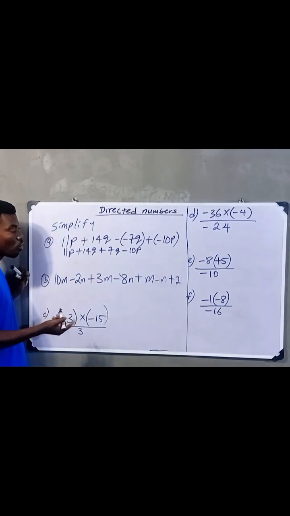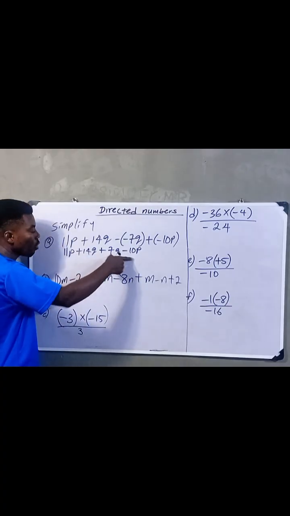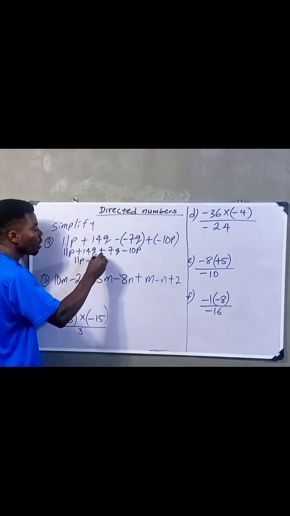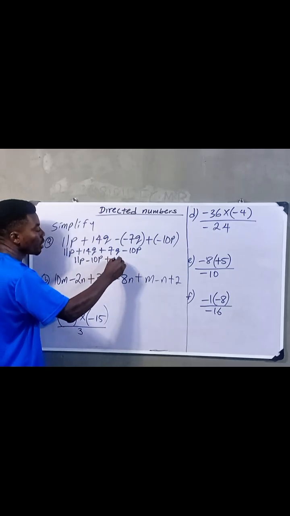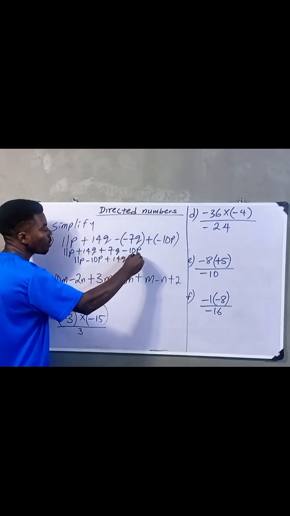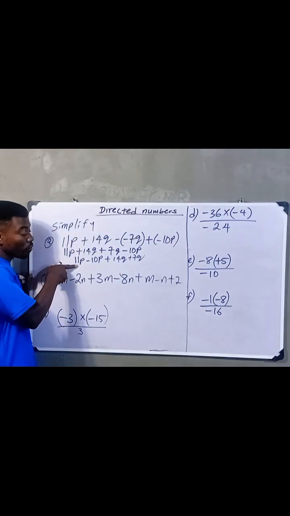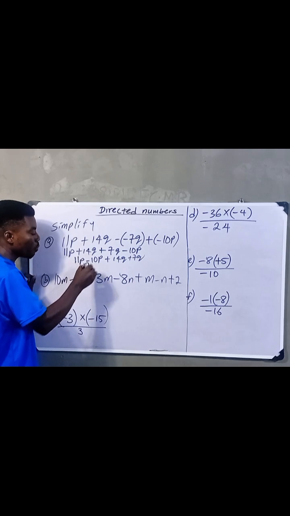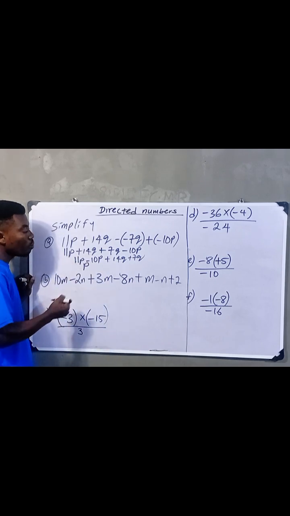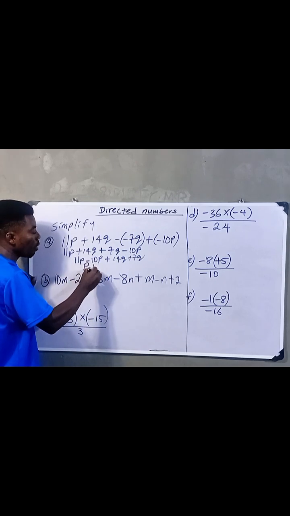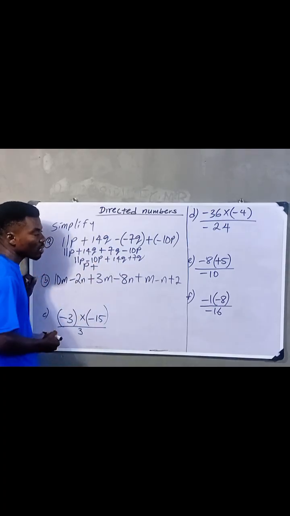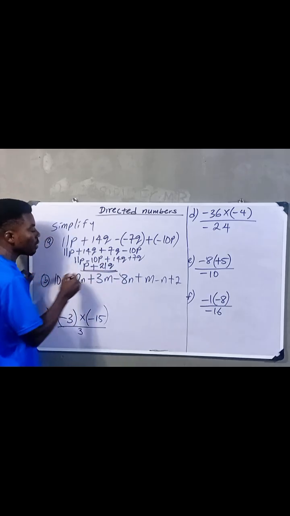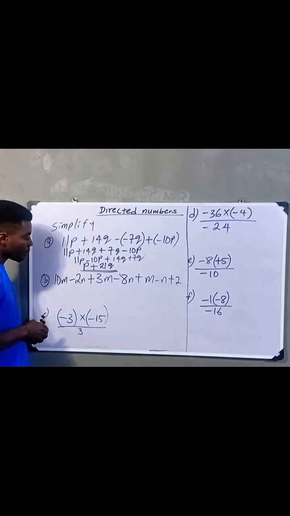What do you do next? You regroup. This is P, this is P. So we can write it as 11P minus 10P plus 14Q plus 7Q. 11P minus 10P. 11 minus 10 is 1. So we write it as P, though it is 1P. We make the 1 invisible, plus 14Q plus 7Q gives us 21Q. And that is the result of the first one.